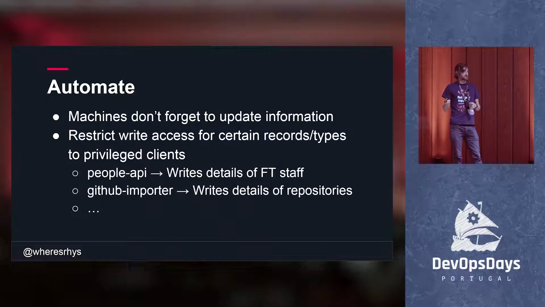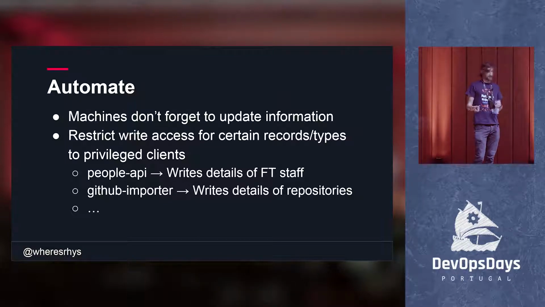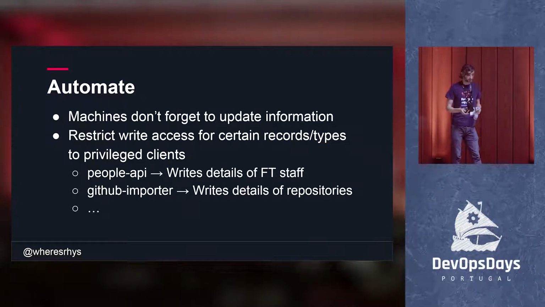If some other system is a source of truth for your information, for instance, we've got lists of GitHub repos, or we've got an API in the organization which lists all our staff, use that as a source of truth and automate pushing it into your connected data store. Don't expect people to do that manually, because it'll be less good than a machine doing it.